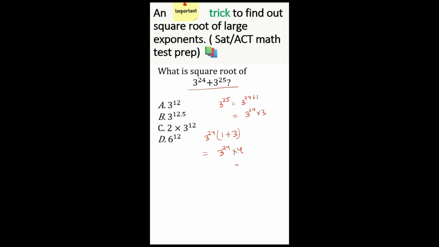Now you have to take the square root of this. So square rooting this term will give nothing but 3 raised to the power 12 multiplied by 2. So where is this in the options? The option C then is the correct answer.